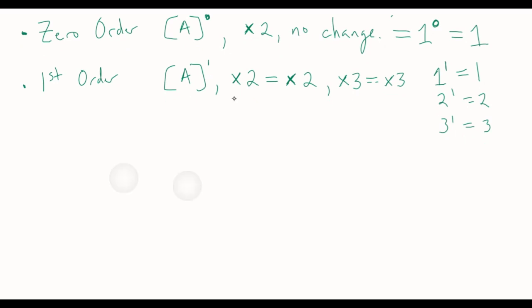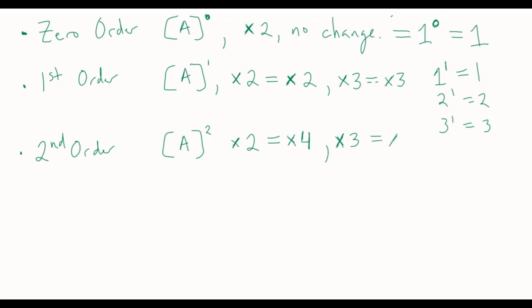And the last part of these first notes before we go into our actual examples would be second order, so A to the second power. If you multiply something by 2, that means the rate will actually multiply by 4. If you multiply by 3, the rate will multiply by 9. That's just because 2 to the second power is 4, and 3 to the second power is 9. So just remember they are exponents.